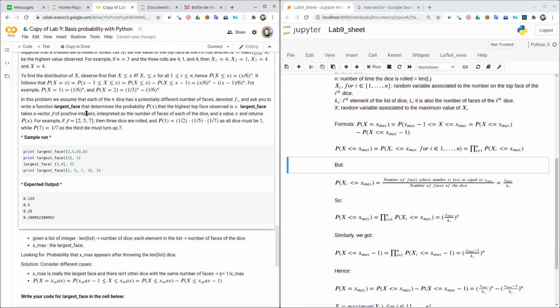Yes, so the number of faces differs. So I take fi as the number of faces, I put it at the denominator, and at the numerator, how are we sure that the number of cases where the number of the face is less than or equal to x max is x max?